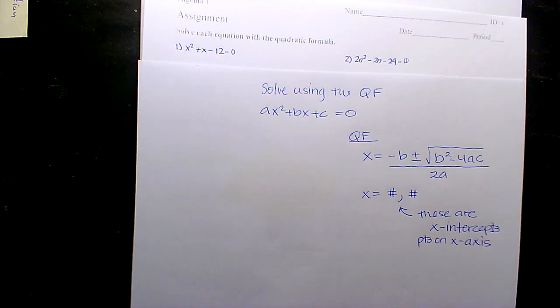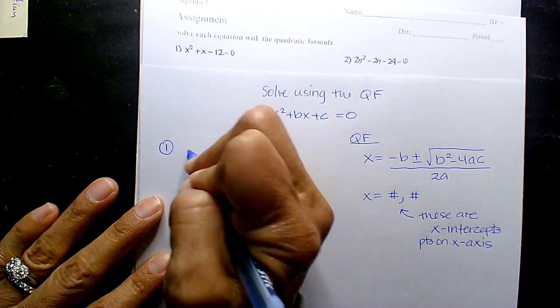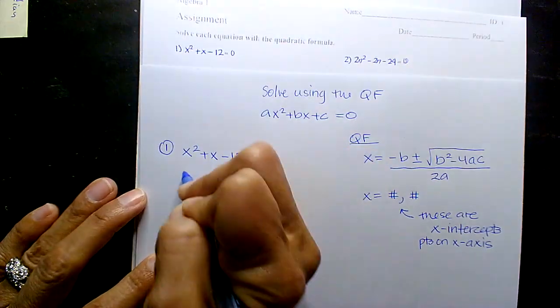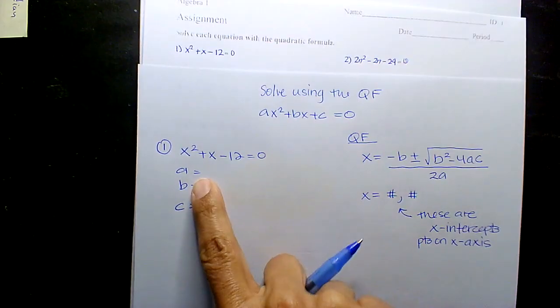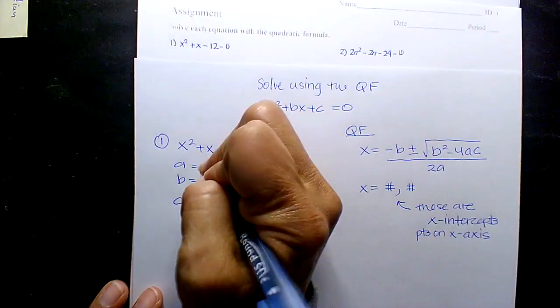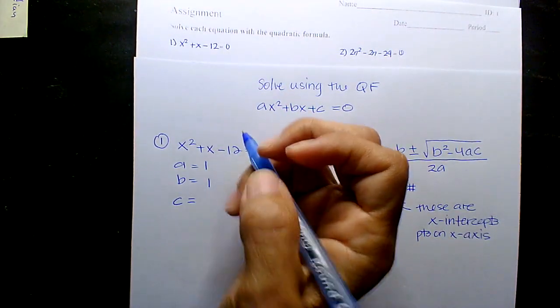All right. Ax squared plus bx plus c. So if I look at problem number 1, you have x squared plus x minus 12. Okay, what is a, what is b, and what is c? What is my a value? 1. What's my b? 1. What's my c? Negative 12.